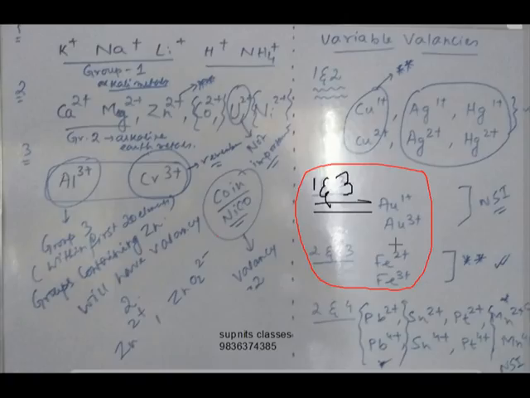Just let us revise once again. Copper, silver, mercury, Cu Ag Hg, 1 and 2. For 1 and 3 it will be gold, the yellow metal. For 2 and 3 it will be iron, ferrous and ferric. Now remaining, everyone will be having a valency of 2 and 4.